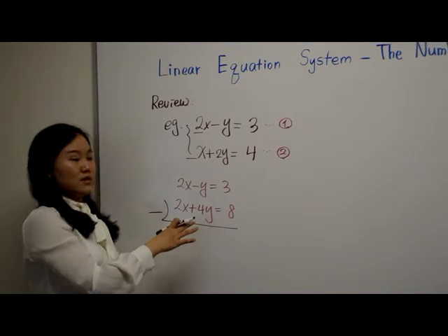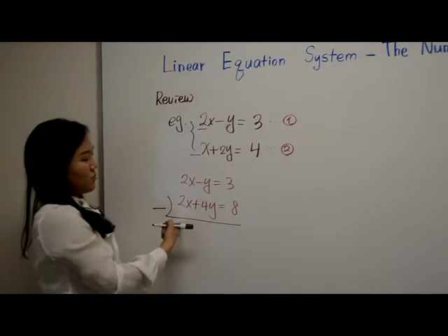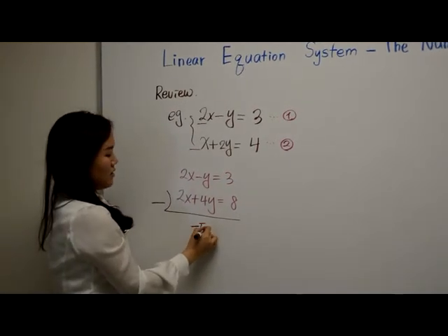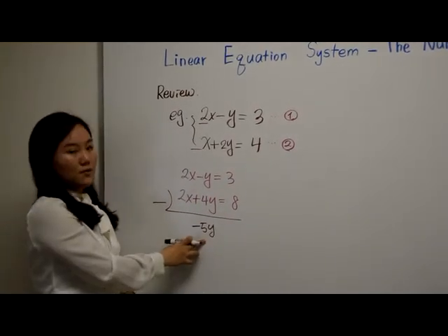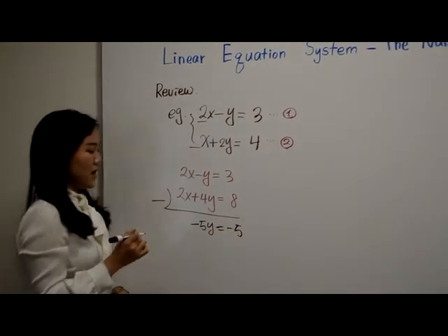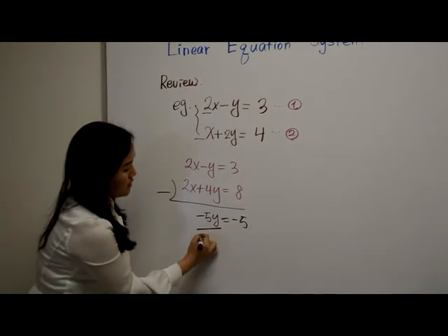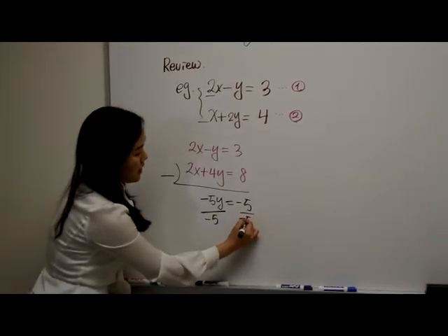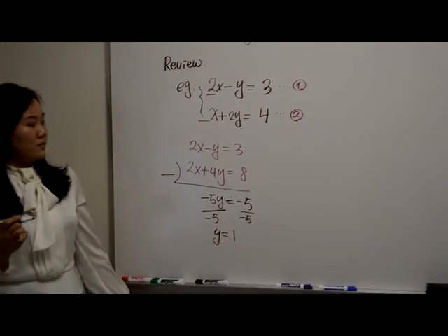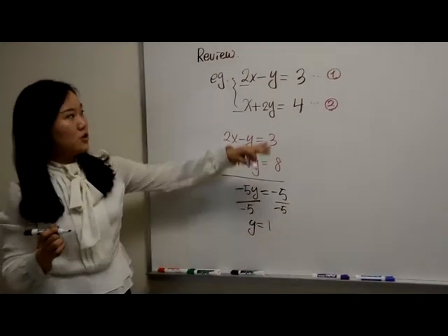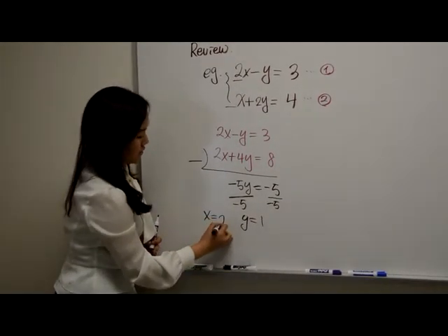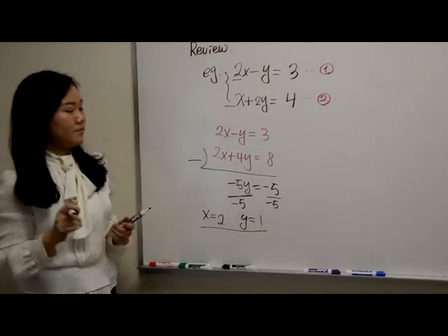Now I will subtract. Then x would be cancelled and negative y minus 4y makes negative 5y, and 3 minus 8 is negative 5, right? So now I want to divide by negative 5. It leads to y equals positive 1, right? And then substitute this answer to any equation. Then you'll get x equals positive 2, right?